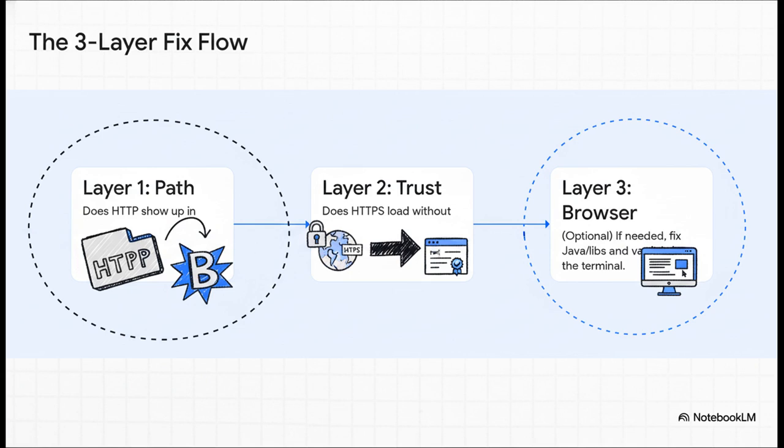Once that works, move to layer 2, TLS trust. Does an HTTPS page load without warnings? If no, it's a certificate problem. Go import that CA into Firefox. Only after you've nailed those 2 should you even think about wrestling with layer 3, that optional and often fragile embedded browser. This ordered approach is how you stop guessing and start fixing.